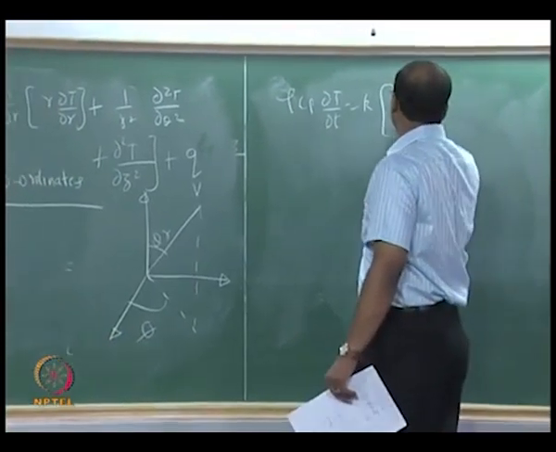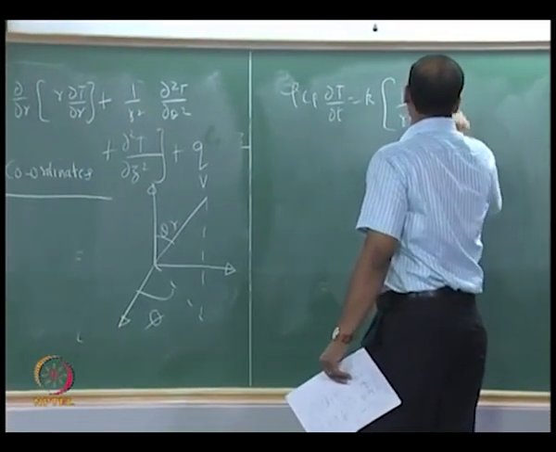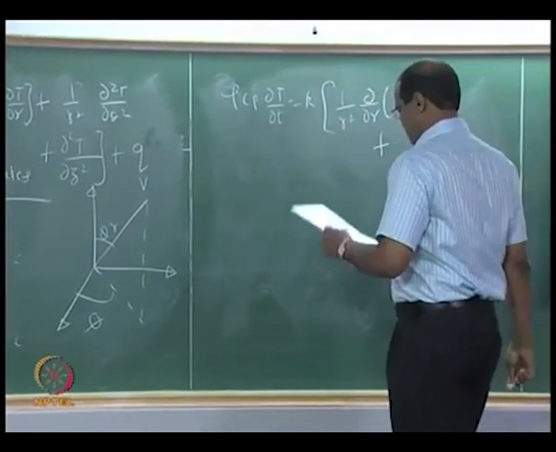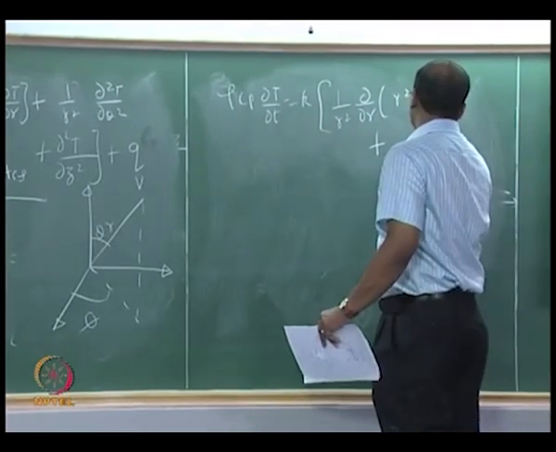1 by r squared plus 1 by r squared sin theta.